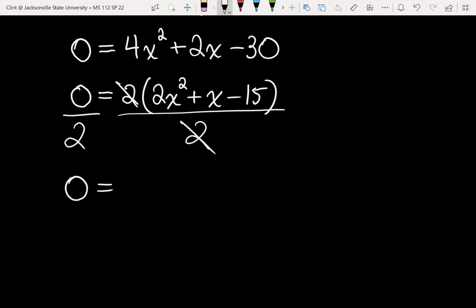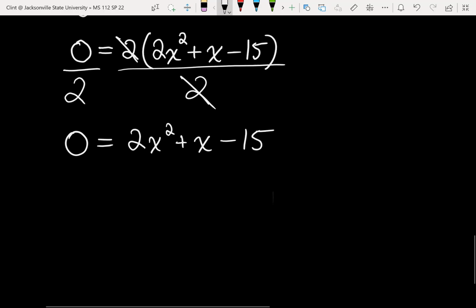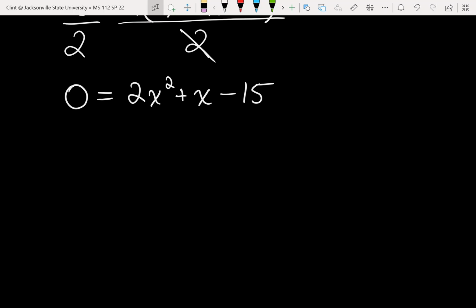So bottom line, the 2 we factor out goes away. Make the numbers a little smaller. So this one would factor. We'd multiply the 2 times the negative 15. We would need factors of negative 30 that give us positive 1. So we could do positive 6 and negative 5. And that will work. I'm going to assume the majority of you would go with quadratic formula here.